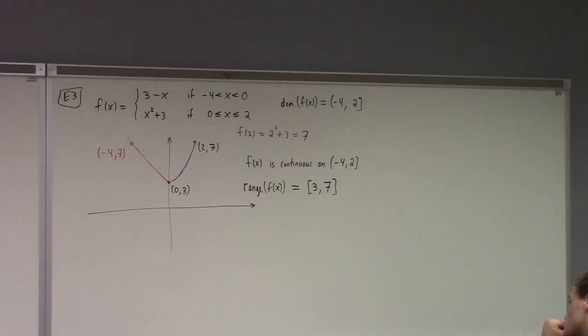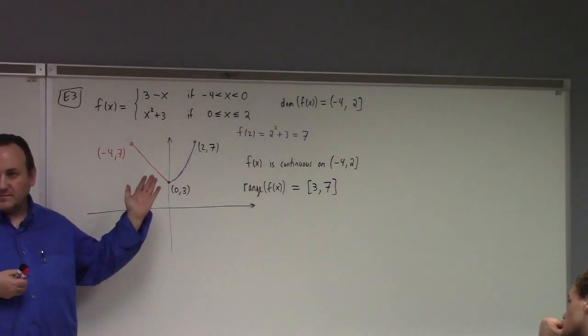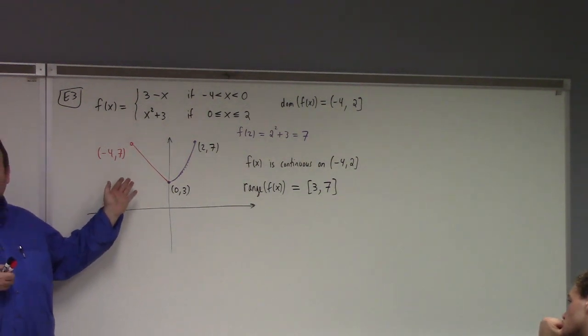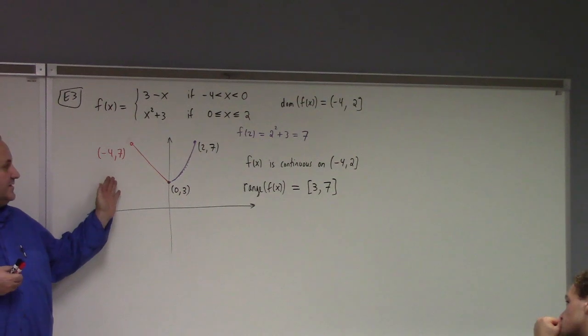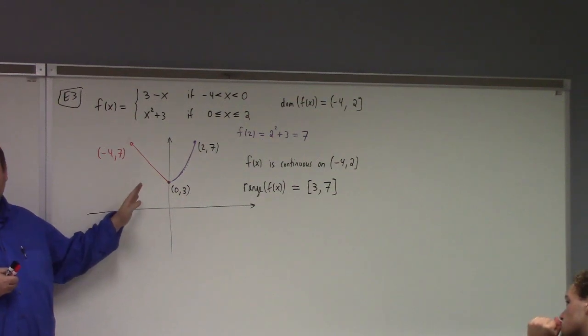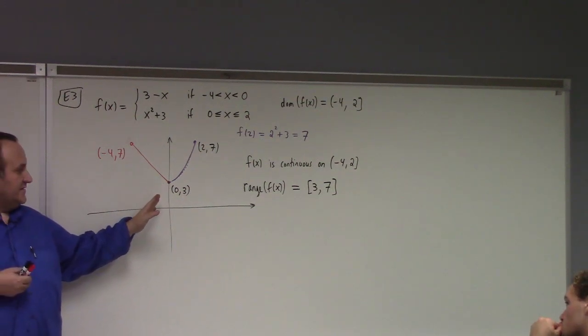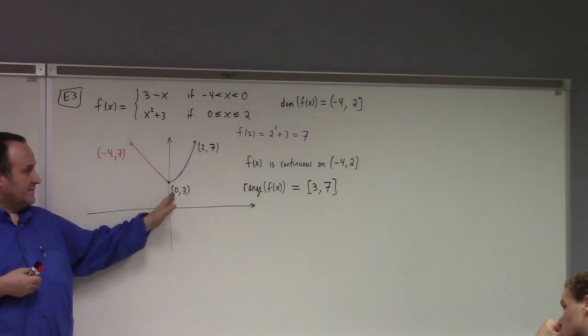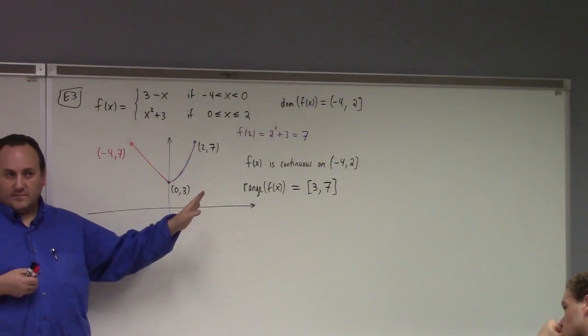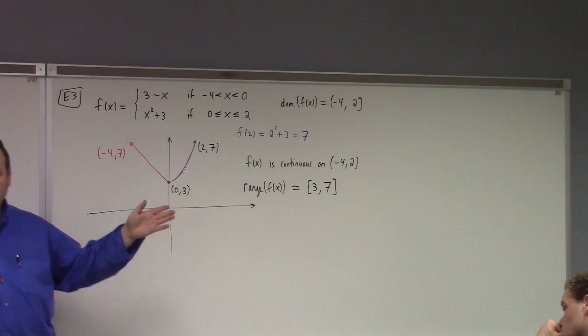Does this make sense? We can talk about some other language. For example, where is this function decreasing? The red part of the graph, the function's decreasing. So it's decreasing on -4 to 0. This function is increasing on 0 to 2. And it's continuous on its domain.